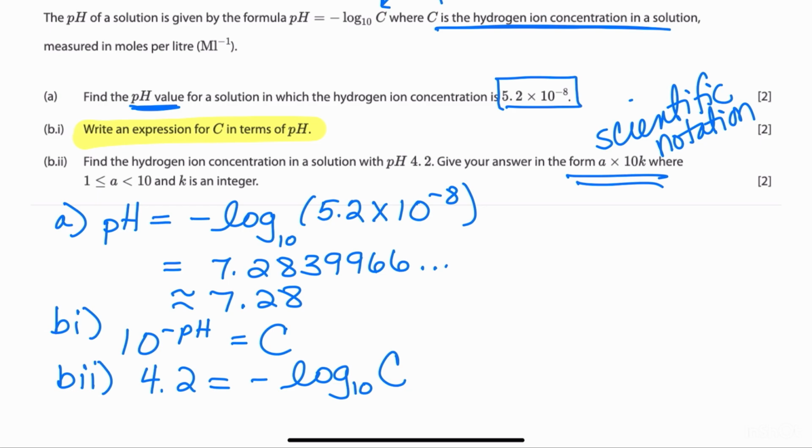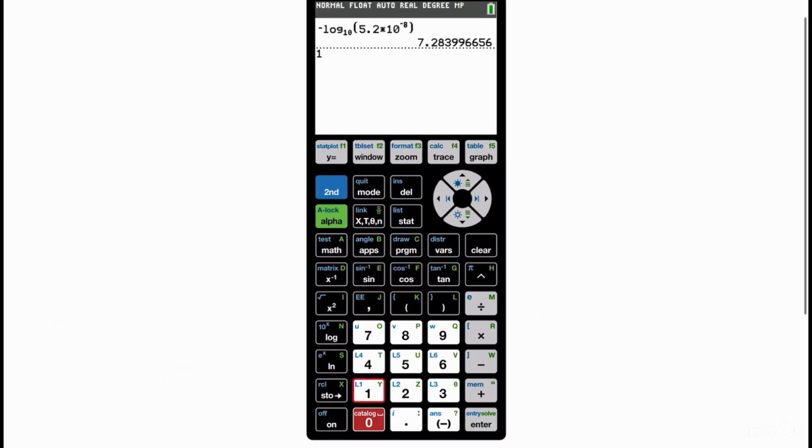But because they just asked me to rewrite the expression, instead of working with this, I can actually work with the part that I already know. So C is equal to 10 to the negative pH, which is 4.2. Put this in your calculator. 10 to the negative 4.2 power is going to give us 6.3095. Now be very careful. Look all the way at the end. The E.